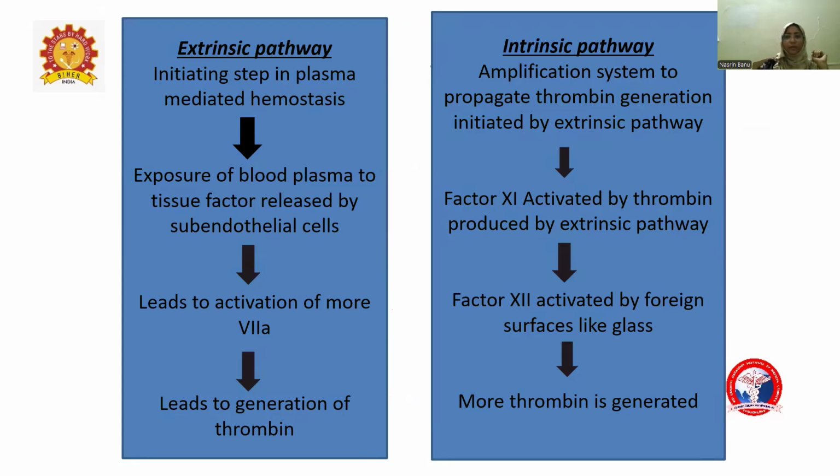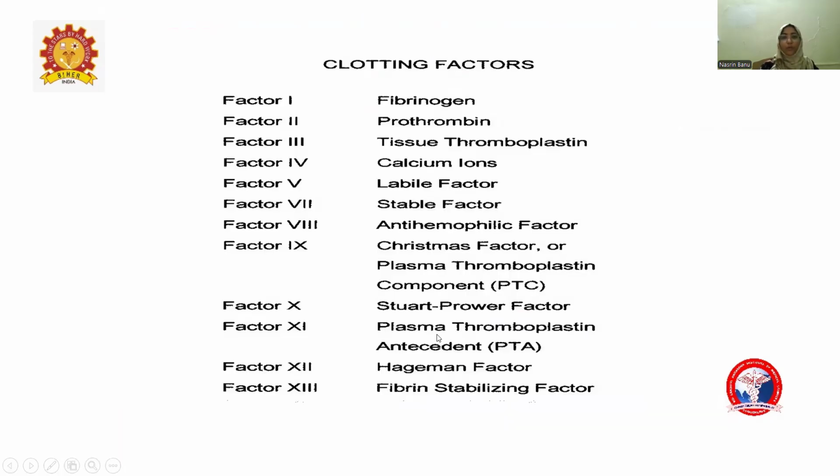This shows the extrinsic and intrinsic pathway. The extrinsic pathway is the initiating step in plasma mediated hemostasis. This leads to exposure of the blood plasma to the tissue factor, which is released by the subendothelial cells. This results in activation of more and more factor 7A, leading to generation of thrombin. The intrinsic pathway is the amplification system to propagate the thrombin generation initiated by the extrinsic pathway. It results in activated factor 11 by thrombin produced by the extrinsic pathway and activated factor 12 by foreign surfaces like glass, and more thrombin is generated. Finally, the final step is the generation of thrombin.